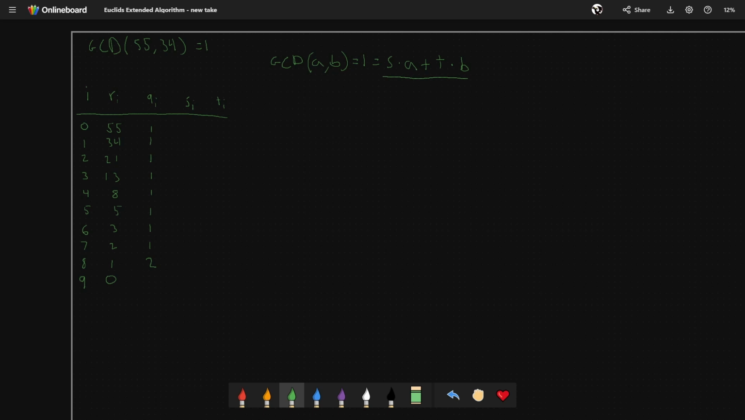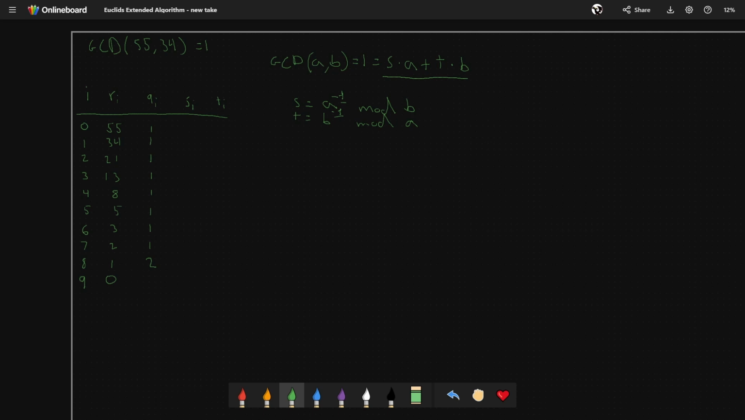Satisfying this equation will give us S, which is the multiplicative inverse of A modulo B. So let me write that here. S is equal to the multiplicative inverse of A mod B. And T will be equal to the multiplicative inverse of B modulo A.